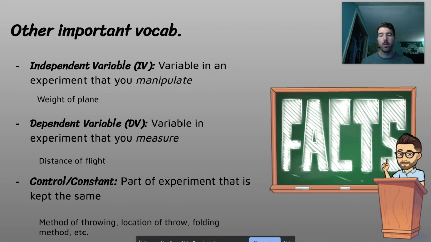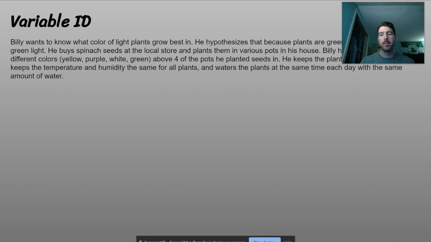But the reason why I wanted to go over this now and review this for the people who have already seen it is because the activity that I have for you after this involves looking at some scenarios and identifying the dependent, independent, and the control in that experiment. So I wanted to do a practice round with you guys before you go out and do that. So let's take a look at this scenario.